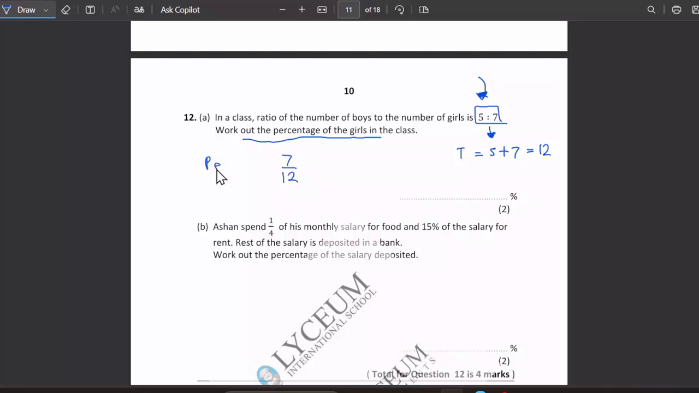So what is the percentage now? Percentage is: if the number of students in the class is 100, how many girls are there? That's the meaning of percentage. So this fraction, the girls fraction, we have to multiply by 100. So that's the answer: 700 divided by 12. Then we get 58.33.